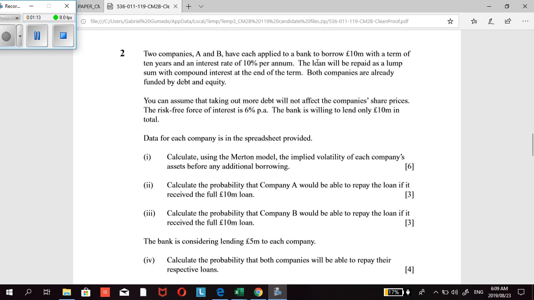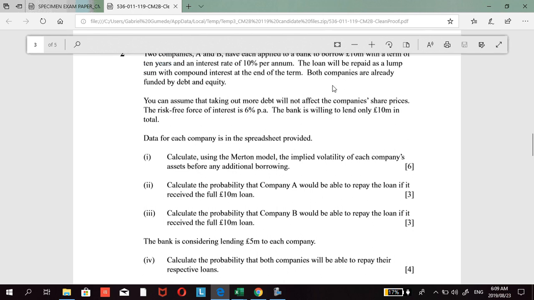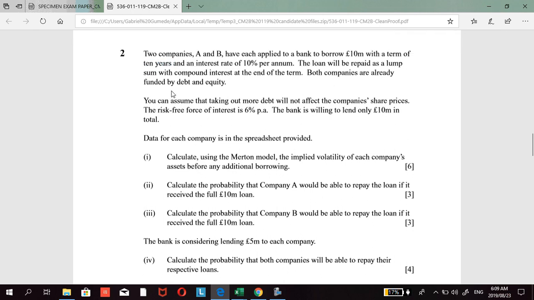So they are saying the loan will be repaid as a lump sum with a compound interest rate at the end of the term. So it will be paid at this interest rate at the end of the term, which is at the end of 10 years. Now they are saying both companies are already funded by debt and equity. Remember, debt plus equity is the total value of the company. I discussed that during my revision session on the Merton model.